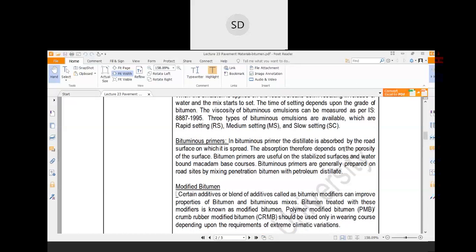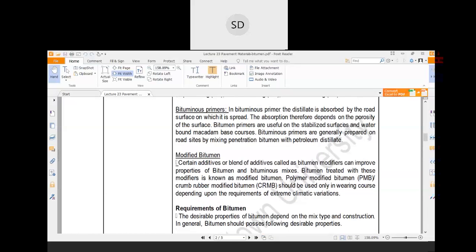Then another type of bitumen is called modified bitumen. Here, with the bitumen particle, different modifiers are added. Different modifier means sometimes some rubber scraps are used, sometimes some other type of materials are used to reduce the cost and improve the effectiveness of the bitumen.